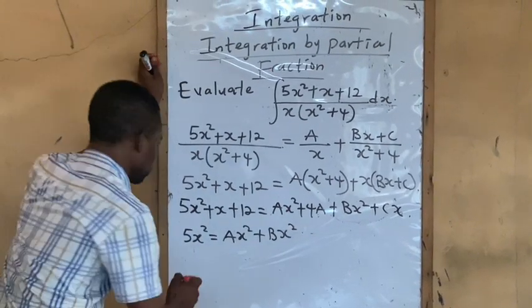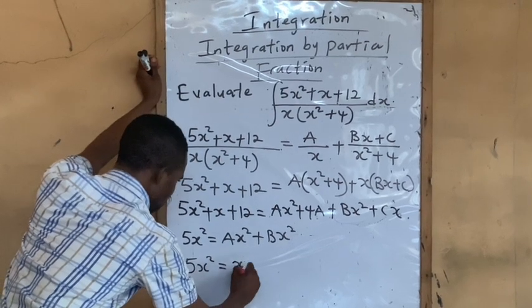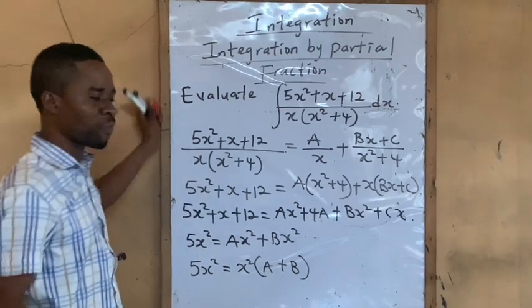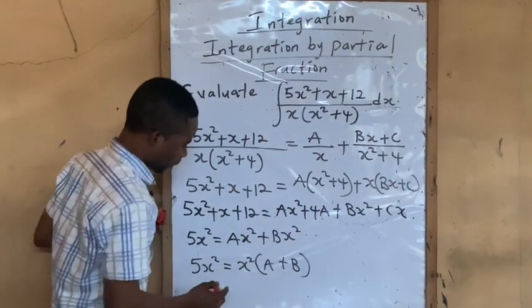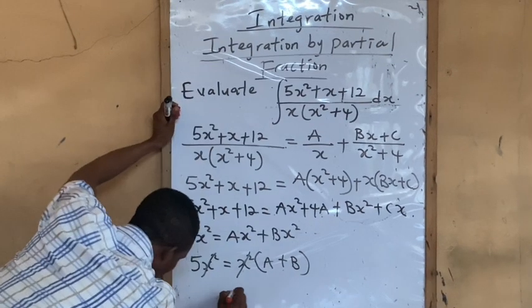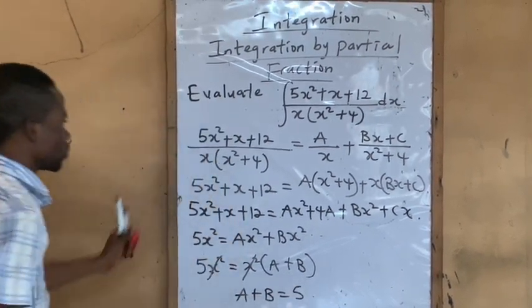That means the 5x squared will be equal to ax squared plus bx squared. So that will give me 5x squared equals x squared open bracket a plus b. I factorize the common one. That means the x squared cancels the x squared. My a plus b equals 5.